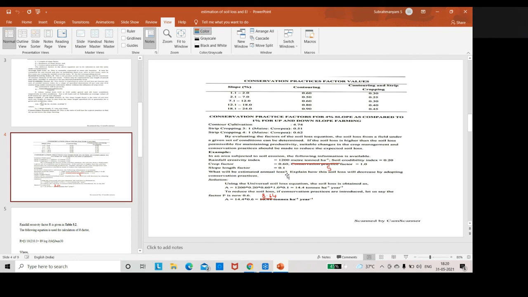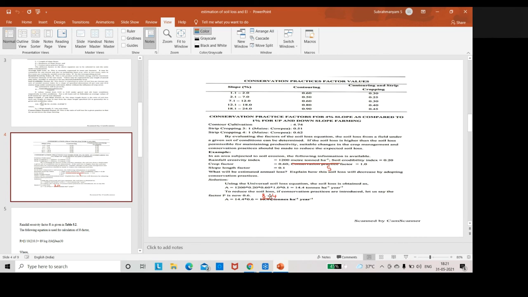What is the annual loss? They are asking what is the estimated annual loss. Then A equals R K L S C P. P is not given, and all the other five values are substituted. Then we will get 14.4 tons per hectare per year.